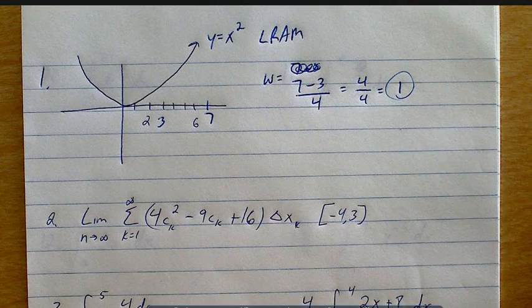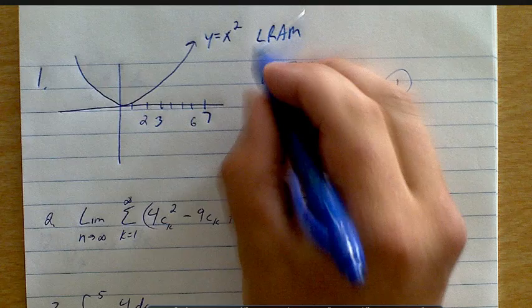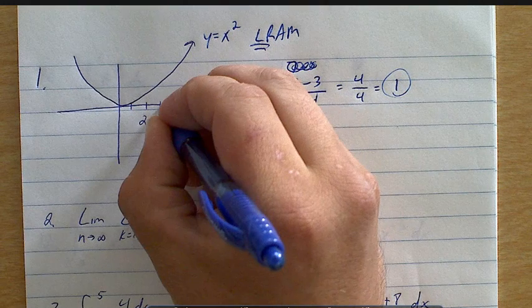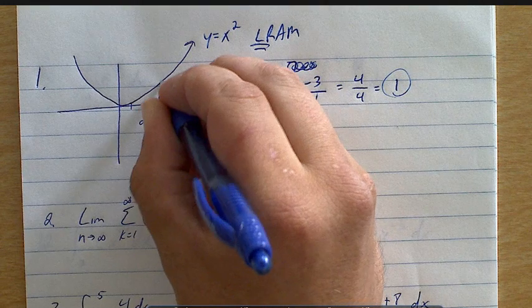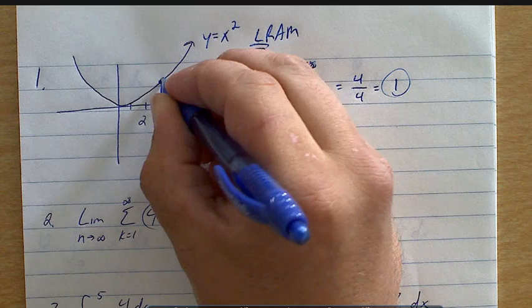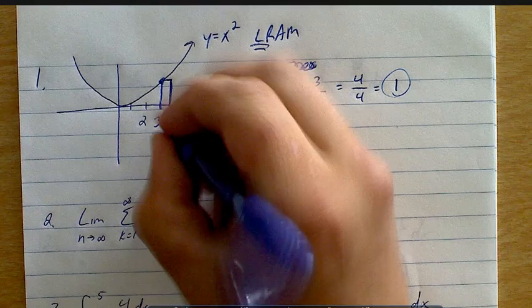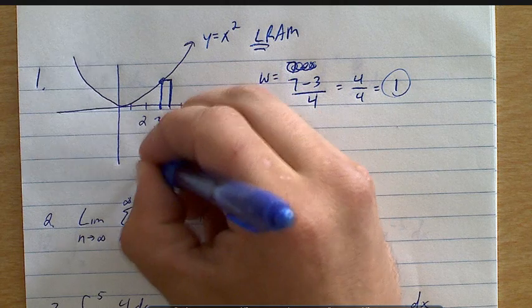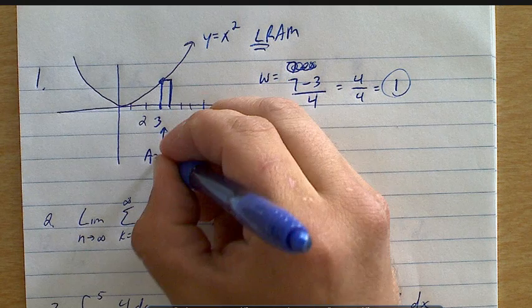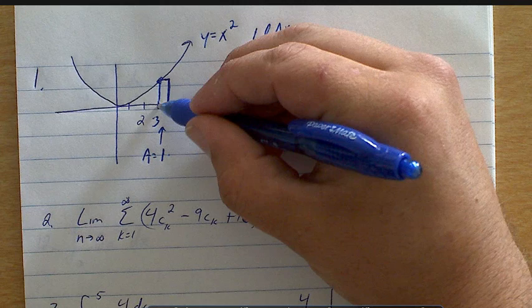I'll start on the left side because it's LRAM. To find my height, I go up until I touch the curve, and then form my rectangle. Again, you only go as high as the curve. So the area of this rectangle right here: the width is 1, and the length is how long it is up to this y value.